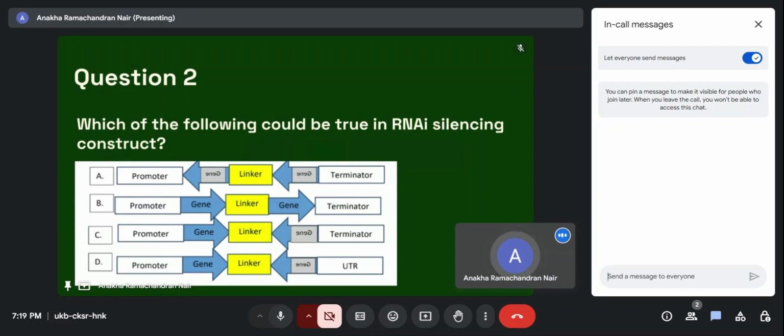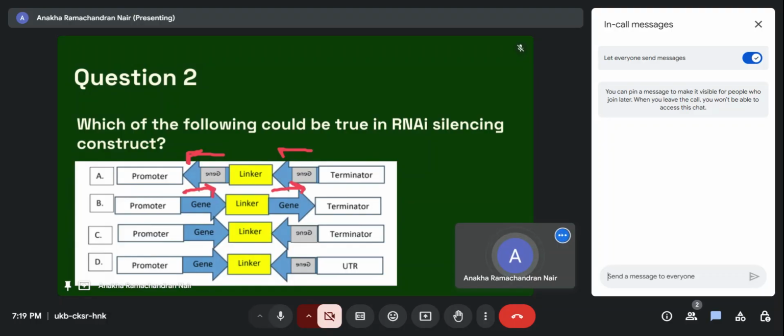So the question is, which of the following could be true in RNAi silencing construct? So which of these is the construct that you will make and use for the reverse breeding? There are four options given to you. In option one, you have a promoter, followed by a gene in this direction, a linker, again followed by a gene in the same direction, and then a terminator. In option 2, you have a promoter, a gene in the forward direction, a linker, again a gene in a forward direction, then the terminator.